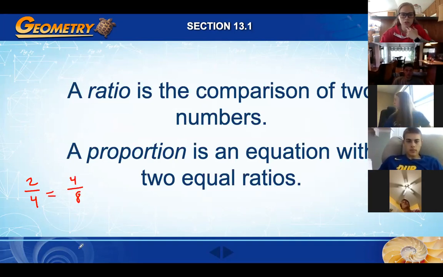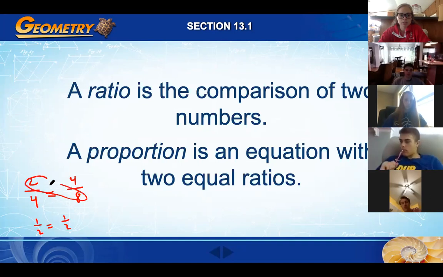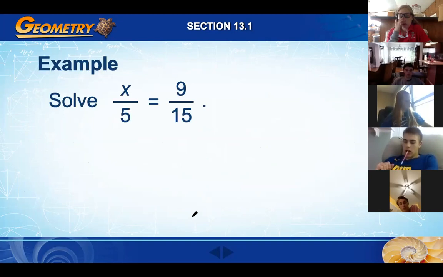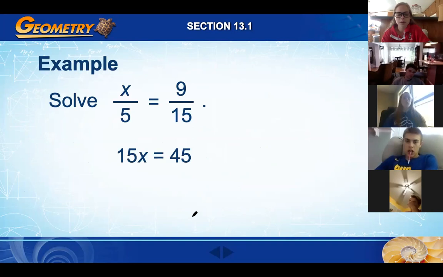How do we solve proportions? Reduction. Okay, you can reduce it down to 1/2 is equal to 1/2. Or cross multiplication. You cross multiply. So 2 times 8 must be equal to 4 times 4. So that's how we solve proportions. How would you solve this one? Well, cross multiply again. So 15 times x is equal to 9 times 5, which is 45. So how would you get x? Divide both sides by 15. X would be equal to 3.